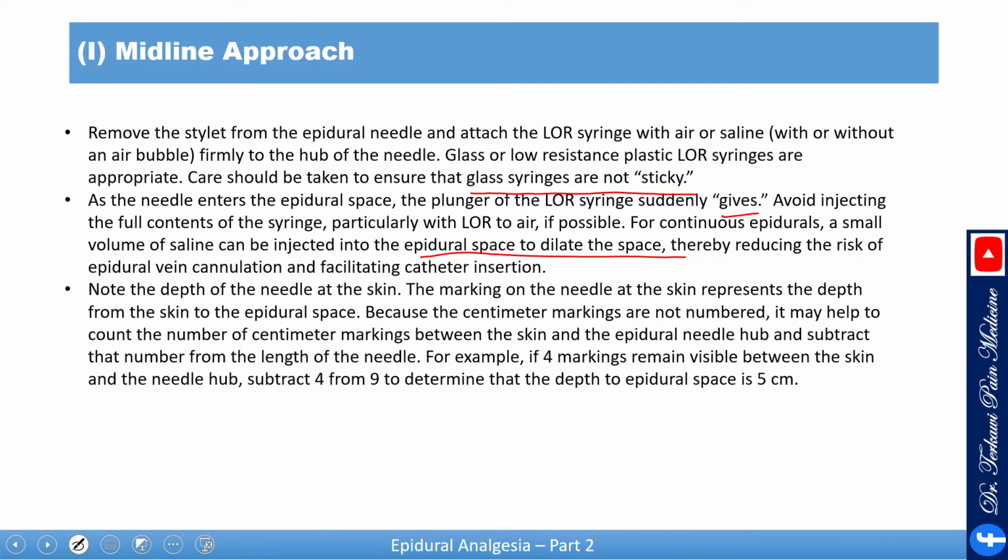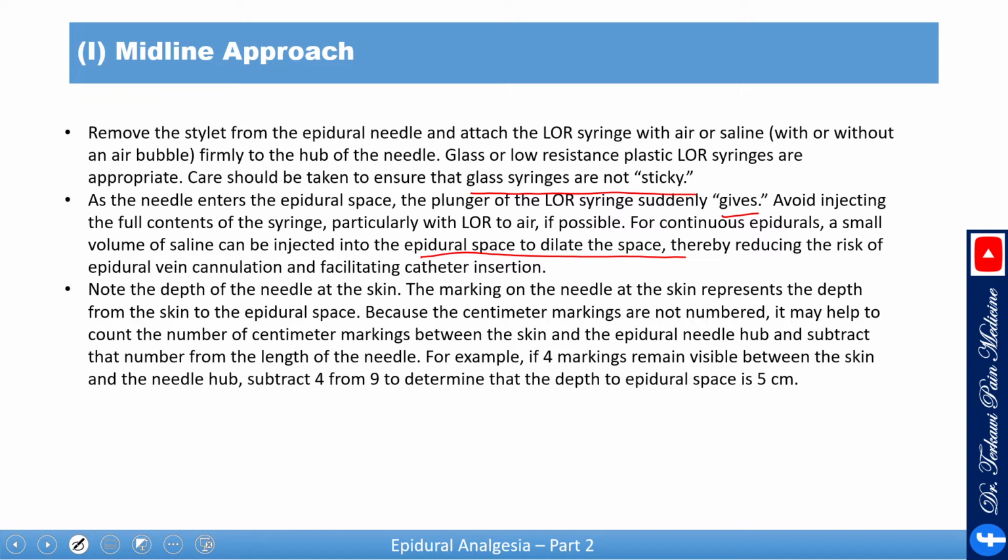Note the tip of the needle at the skin. The marking of the needle at the skin represents the depth from the skin to the epidural space. Because the centimeter markings are not numbered, it may help to count the number of centimeter markings between the skin and the epidural needle hub and subtract the number from the length of the needle.